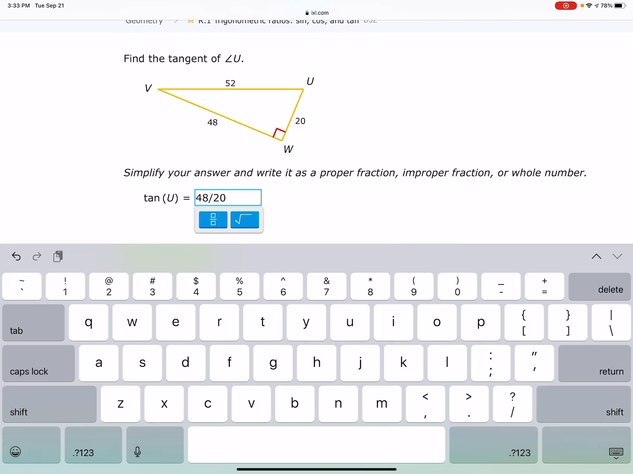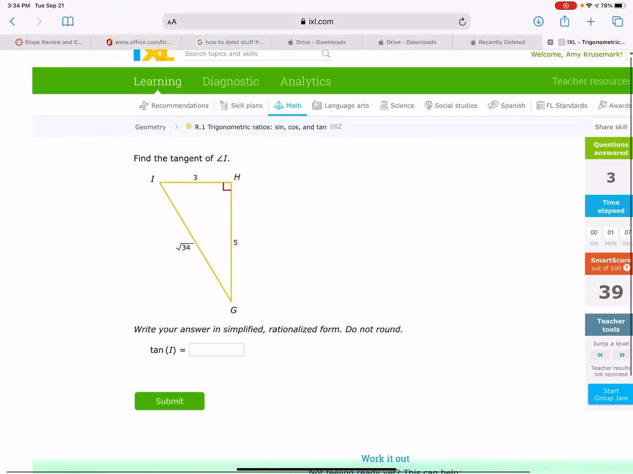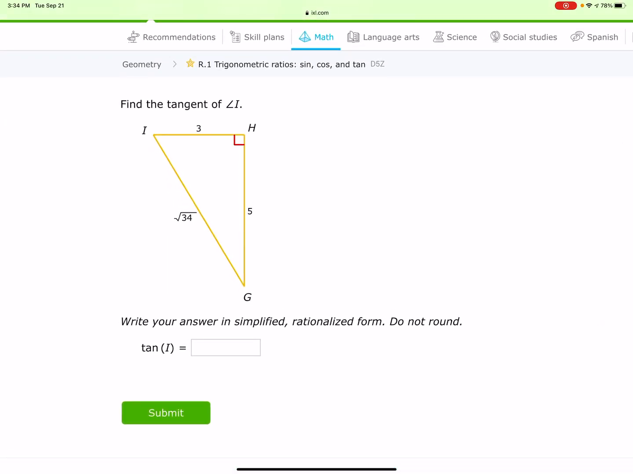Okay, tangent of U is opposite 48 over the adjacent 20. But notice both are even, so we've got to be careful there. If I divide the top by 2, I get 24. I divide the bottom by 2, half of 20 is 10. Notice I'm still not done because they're both even. So if I divide 24 by 2, I get 12. If I divide 10 by 2, I get 5. So I'm going to put 12 fifths. Ooh, okay, so right about this point, you may have gotten frustrated, and we gave some tips for this today.